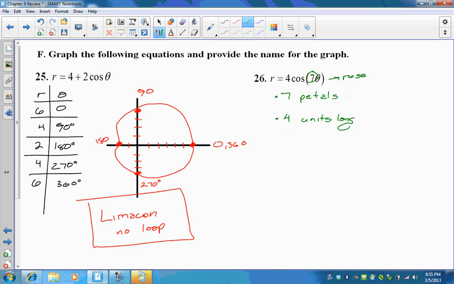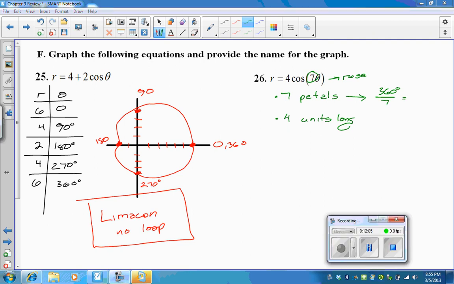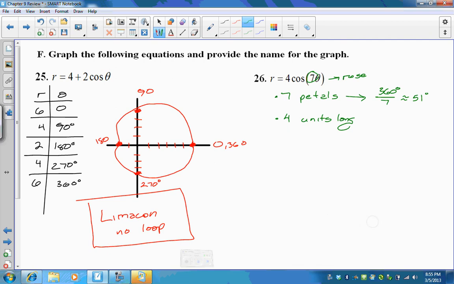And then if there are 7 petals and I spread them out evenly, 360 degrees divided by 7 is going to be, I want to get a good number for this. Let me punch this in a calculator. Okay, so that's going to be approximately 51 degrees. So pretty close to 50 degrees. We just think in terms of 50 degrees for the purposes of this graph. So each petal is 51 degrees apart.